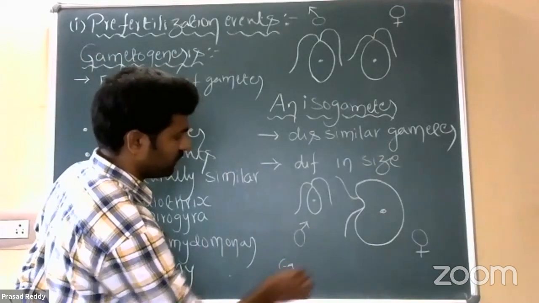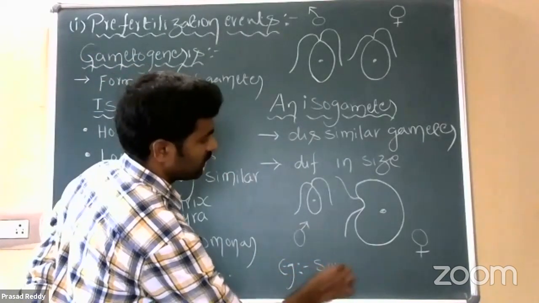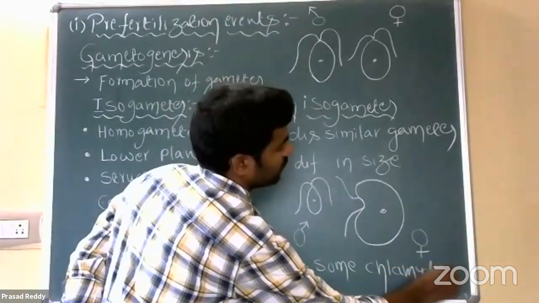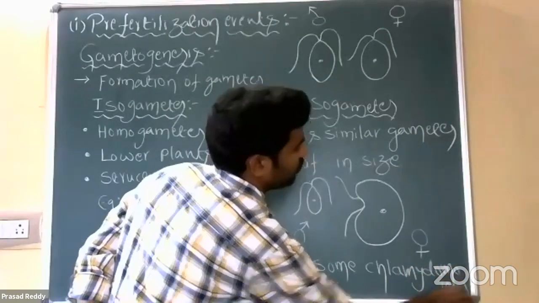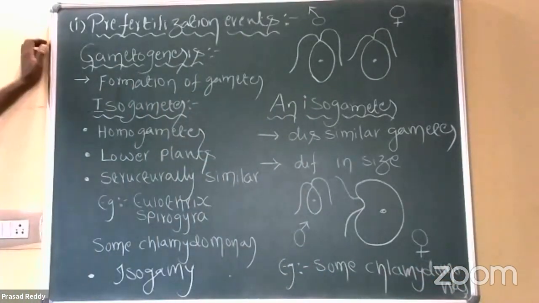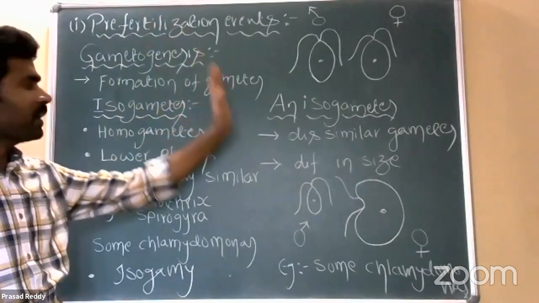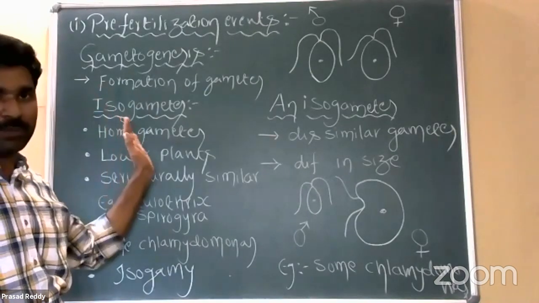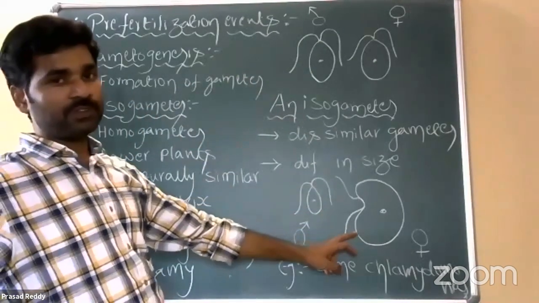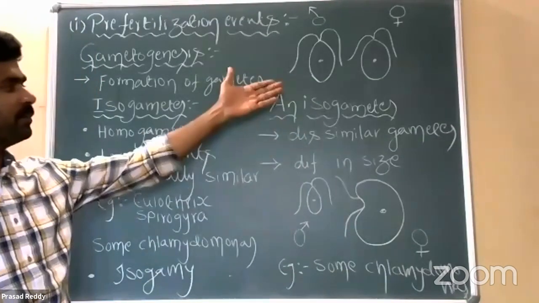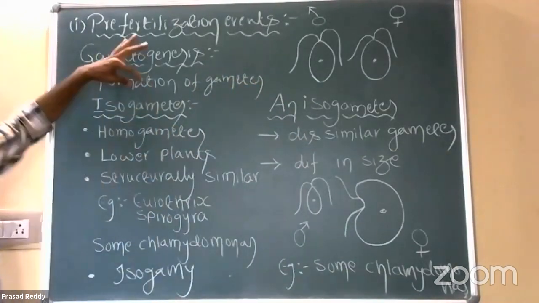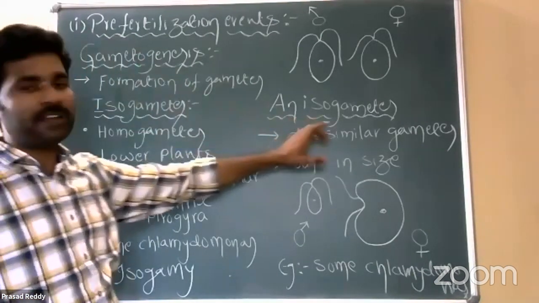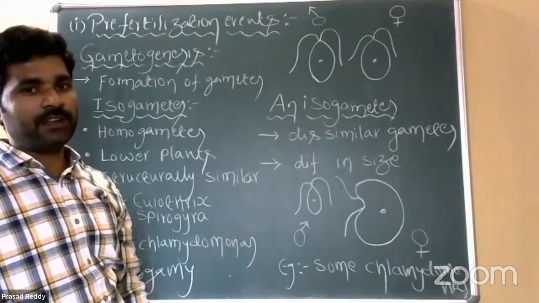The best example for this is some Chlamydomonas members. Don't confuse here: some Chlamydomonas members produce the same kind of gametes, we call them isogametes, and some Chlamydomonas members produce two dissimilar gametes, we call them anisogametes. Fusion of the same type of gametes is called isogamy. Fusion of dissimilar gametes is called anisogamy.